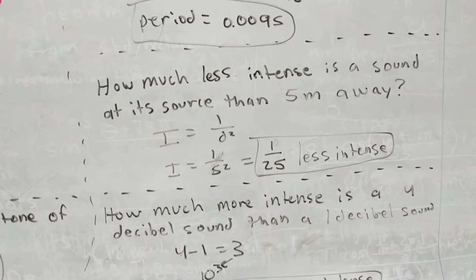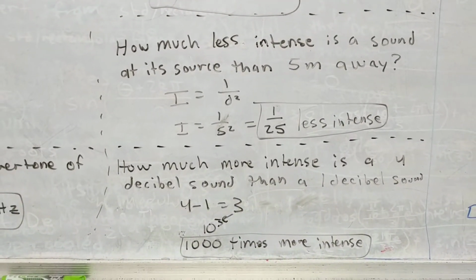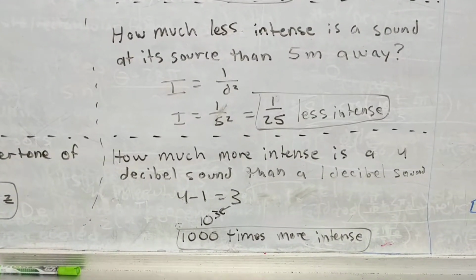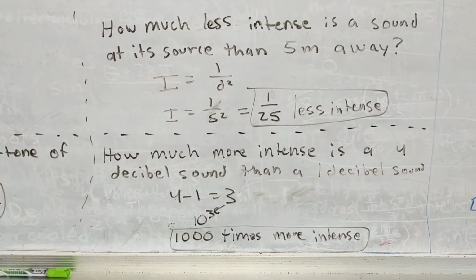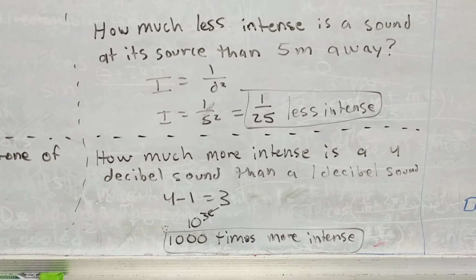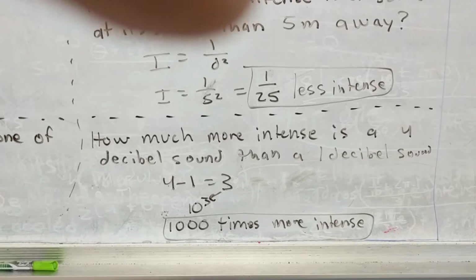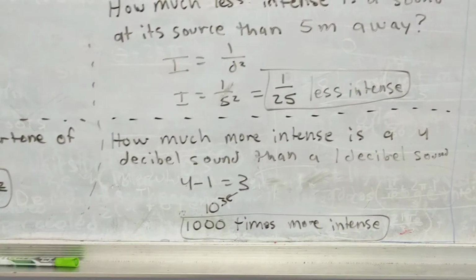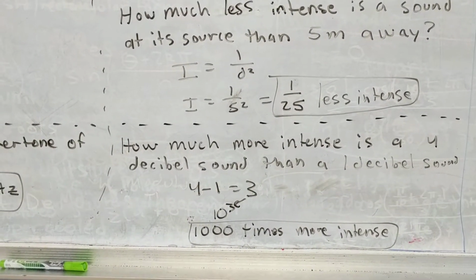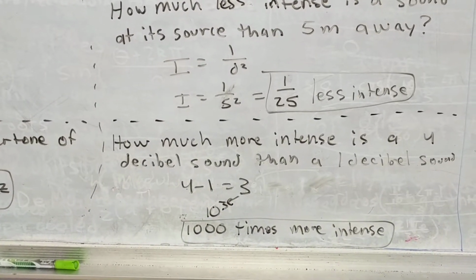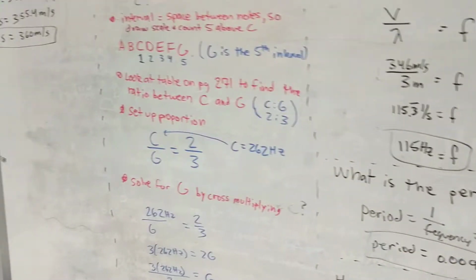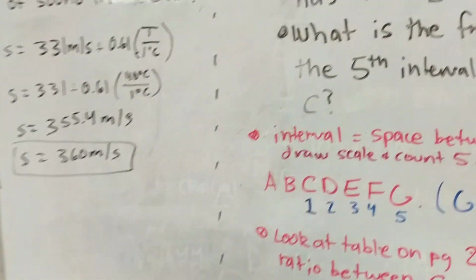How much more intense? Remember, I is equal to 1 over d squared, so 1 over 5 squared, 1 over 25, less intense. How much more intense is a 4 decibel sound than a 1 decibel sound? The distance between 4 and 1 is 3, so this would be 10 to the third, or 1,000 times more intense. We've covered those problems before. These next couple are going to be new.